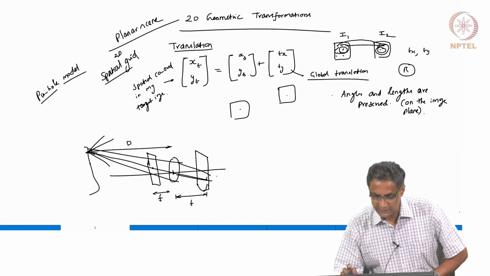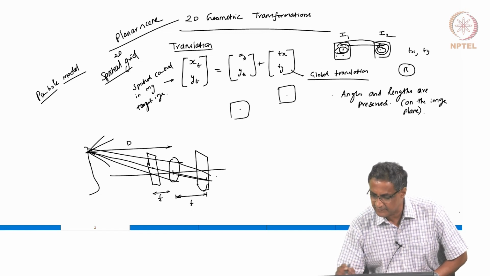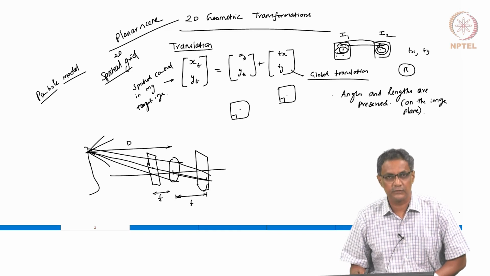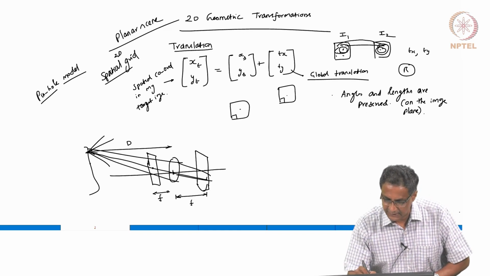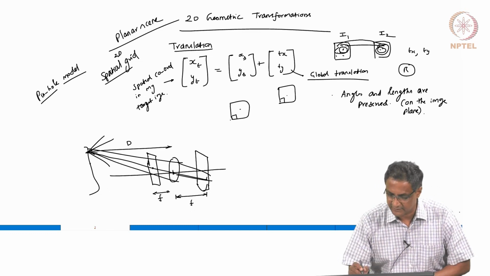Okay, now the point is this. So where was I? In such a case, what we mean is that all the internal angles don't change, and similarly the lengths don't change. Whatever length you have here, you see the same length after you have done the translation.